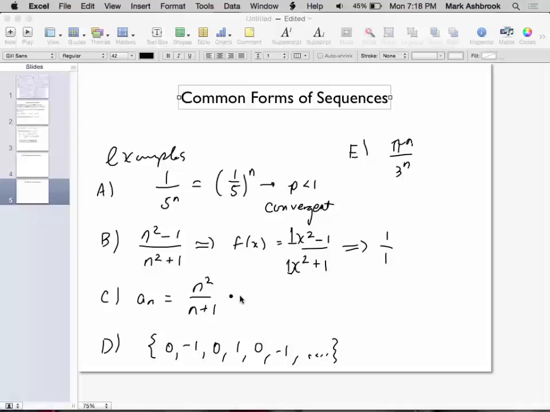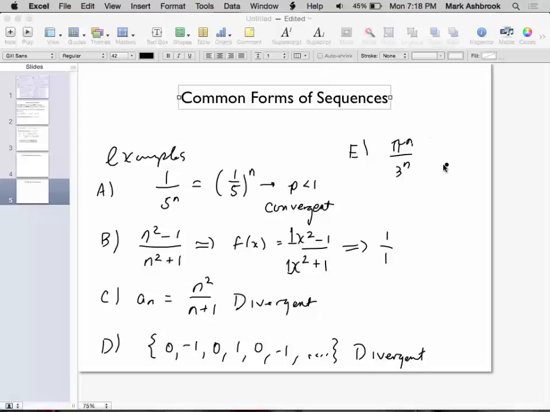How about this one? Divergent. It's going to get really big. How about this one? No, this is going to get huge. Right? This is going to get way big compared to that. This is divergent because the limit doesn't exist.